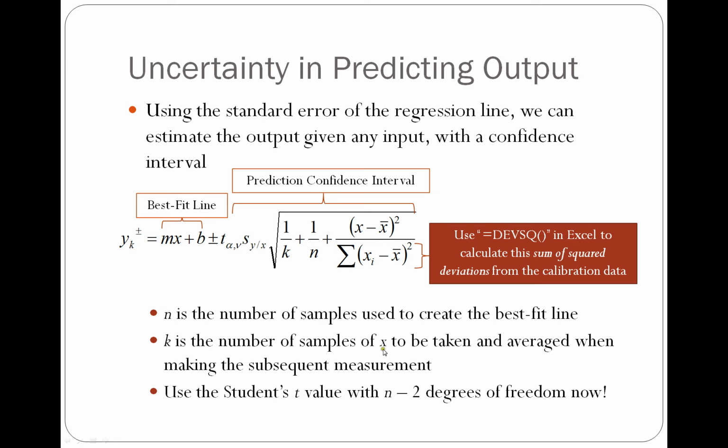So k represents the number of samples to be taken and averaged when making a subsequent measurement. If I make one measurement and want to know what the confidence limit is with a single measurement, this value would be 1. If I take a bunch of measurements and average them together, this would be the number of measurements that I've used to average together. 1 over n represents the number of samples that were used to create the best fit line. So this is how many data points were used to come up with the estimate of the slope and the estimate of the intercept for the best fit line.